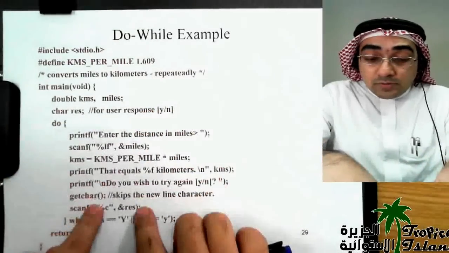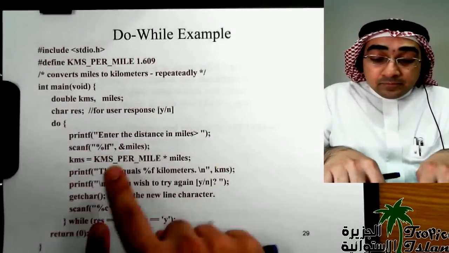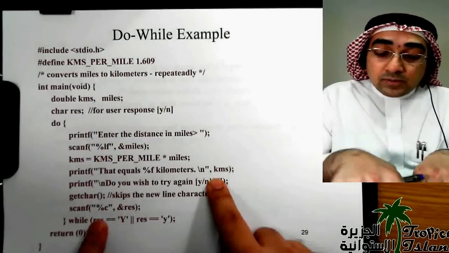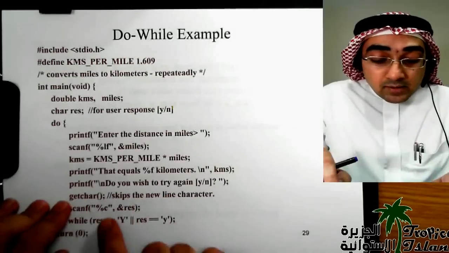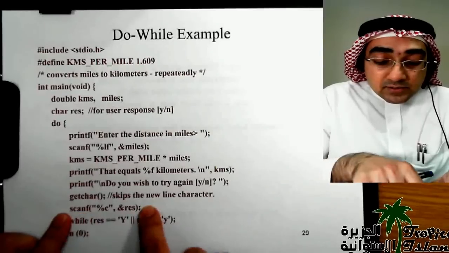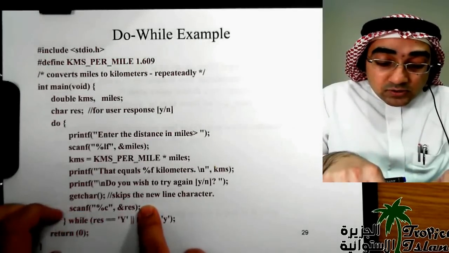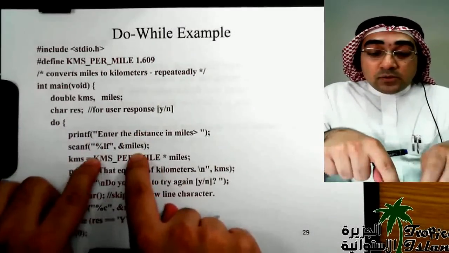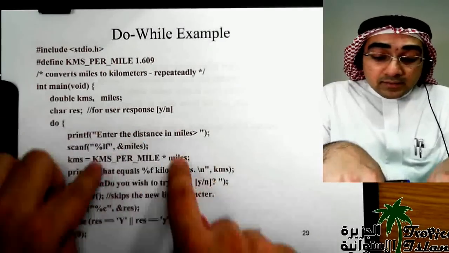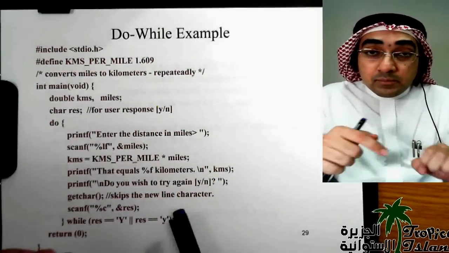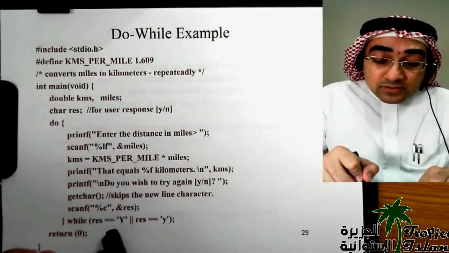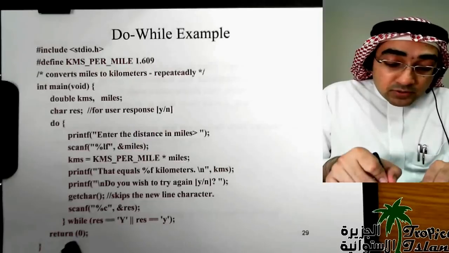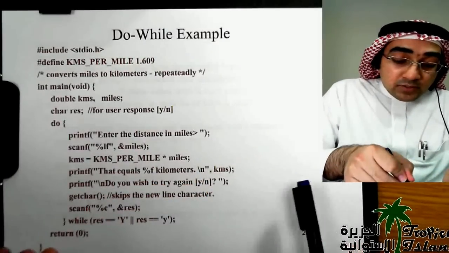So you go back over here and you do this again, and you ask him for miles and you convert the miles to kilometers and display that to the user. Then you ask him, do you want to continue? Then you get a character. I'm going to explain the get char in a second, just let me finish this. And then you scan another input from the user, and if the user enters a Y, you go ahead and ask him to enter miles and then do it, and you keep on doing it until he stops putting a capital Y or a small y. When he enters anything that is not a capital Y or a small y, which is equivalent to a no, this condition will become false, so you'll do this and you'll jump out over here.